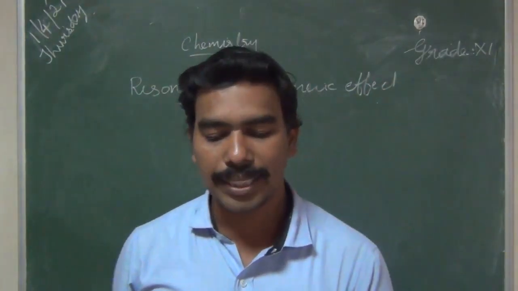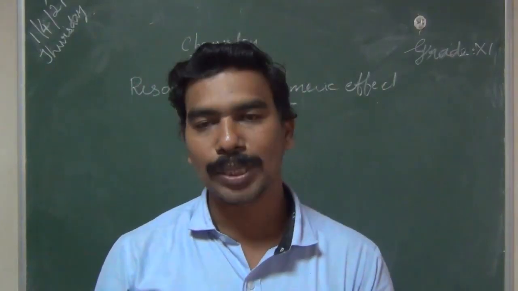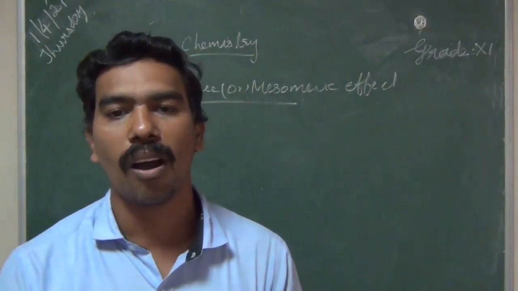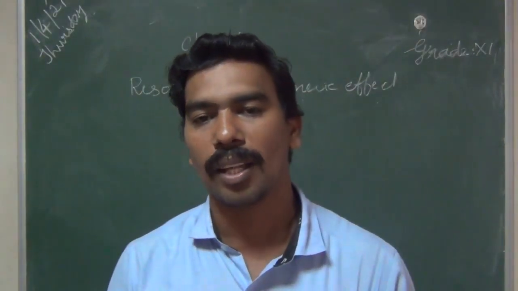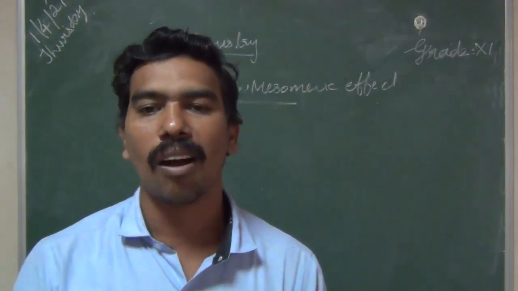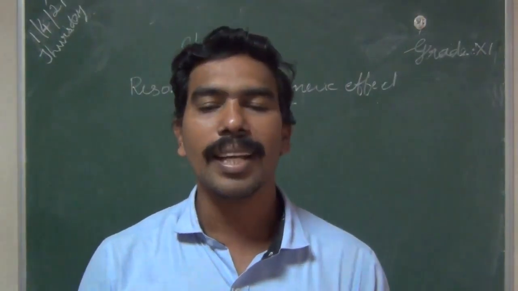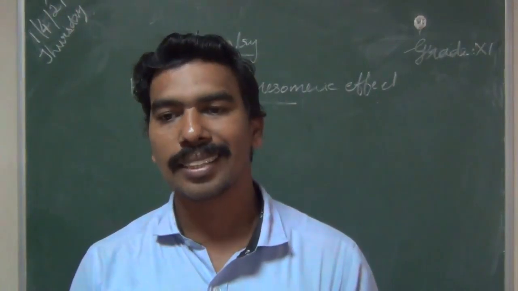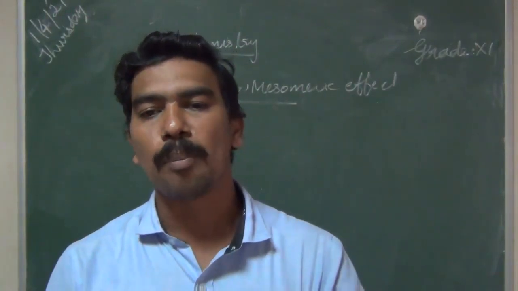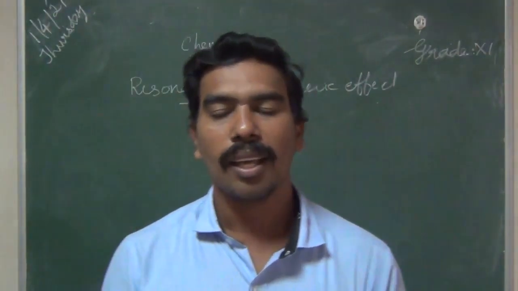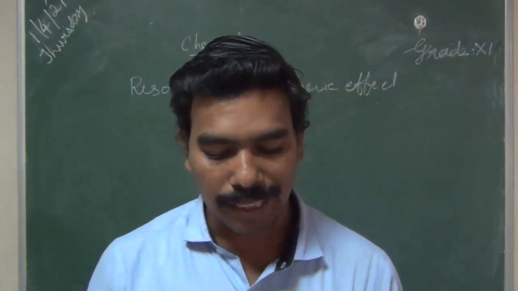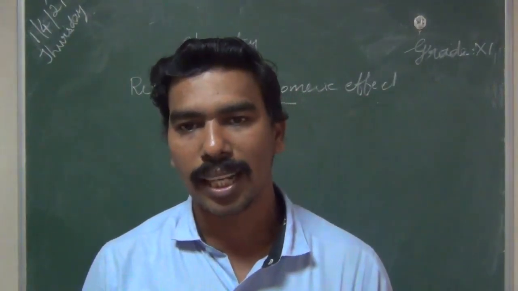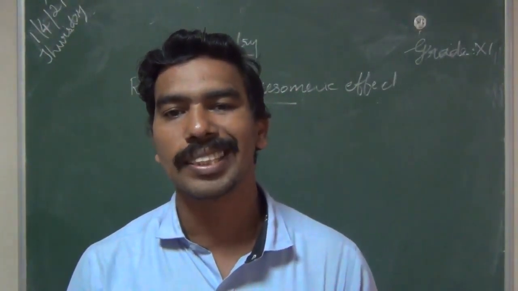First, let us see the definition of the resonance or mesomeric effect. We observe the resonance or mesomeric effect only in organic compounds. These organic compounds can be represented by more than one structure, and in these structures only the bond positions are different.